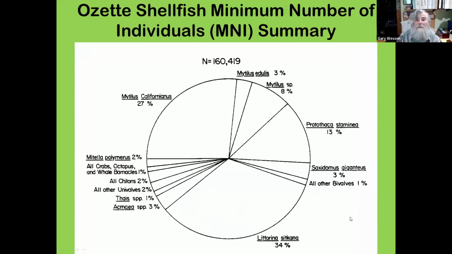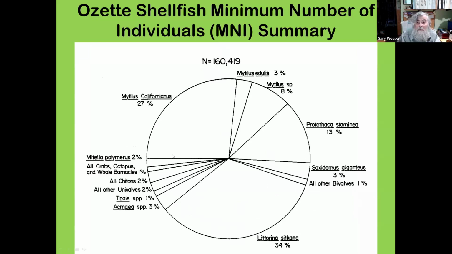Okay, let's now look at minimum numbers of individuals and see what the same sample looks like. The 306,000 pieces represents around 160,400 animals minimum. MNI is not actually an estimate of the total number. It's trying to identify a threshold. It must be at least this much.